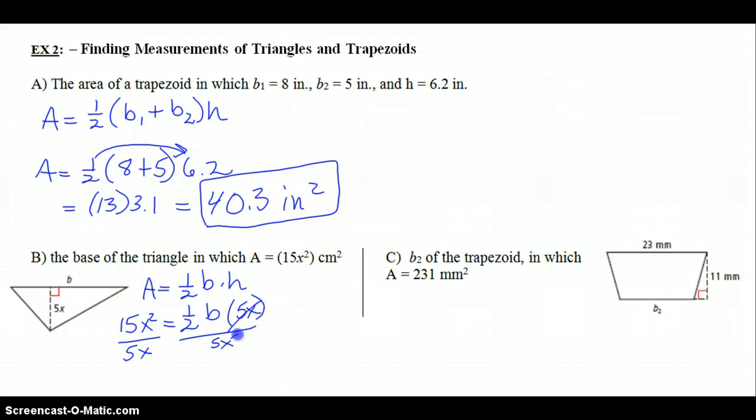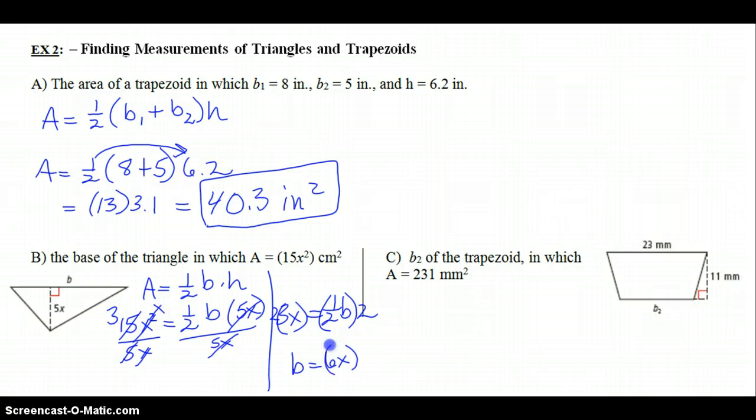In doing so, 5x cancel on the right, but 15 over 5 is 3. And x squared over x is just x. So what we get is that 3x equals 1/2 the base. Well, to find out what the base is, we just need to multiply both sides by 2. 2 times 3x is 6x. So the base of this triangle is expressed as 6x. Sorry, 6x. We don't need the exponent 2. And that is a unit of measure given to us as centimeters.